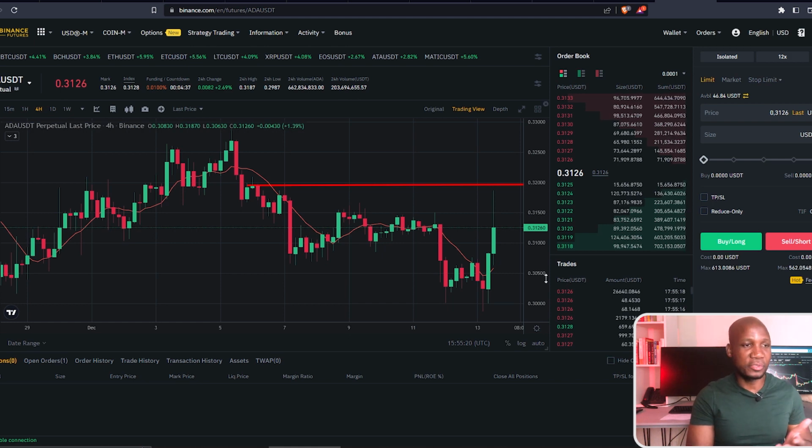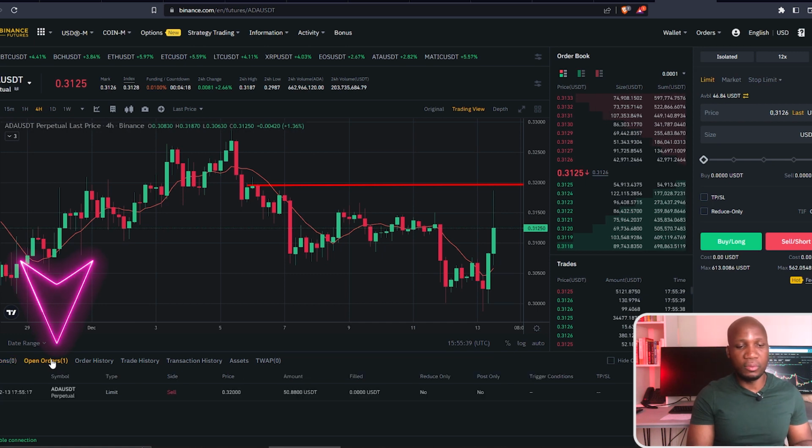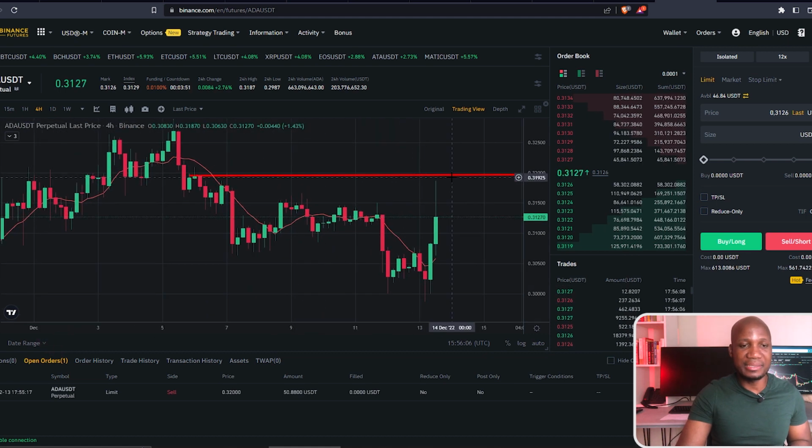Now the issue is that when you're trading here on Binance, you can't actually see your order on the chart. However, if you're trading on Bybit, you actually see the line where you have your limit order. However, if I click on position, we'll be able to see our order over here. So basically what we're going to be waiting for is the market to come and touch this line here, which is now going to be our resistance.